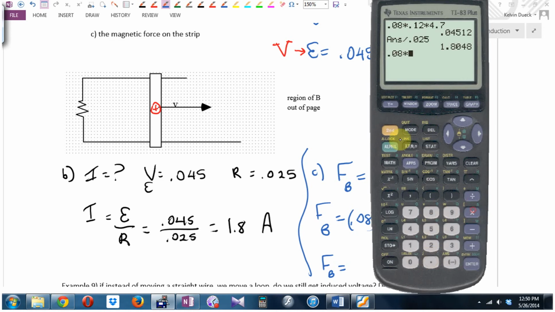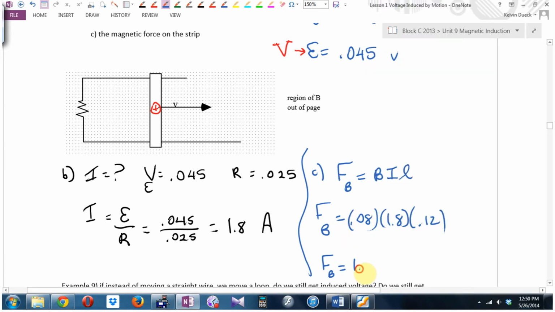0.08 times that times 0.12. I get 1.73 times 10 to the negative 2 newtons.